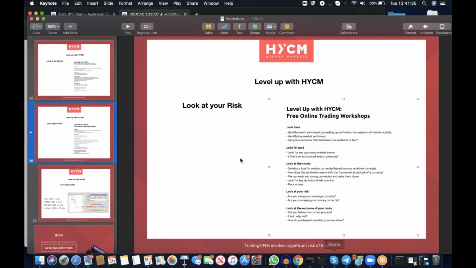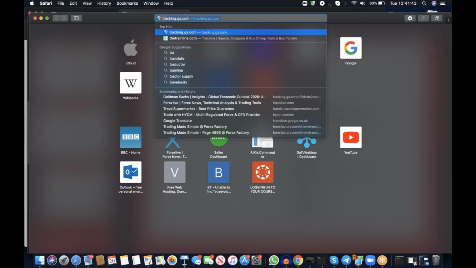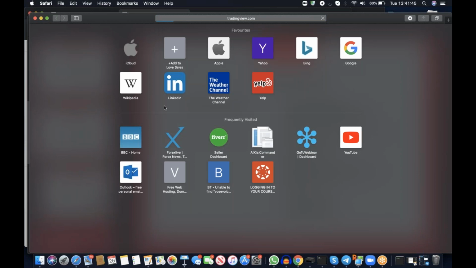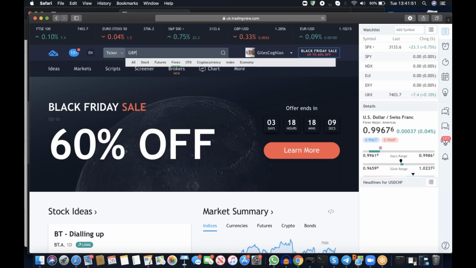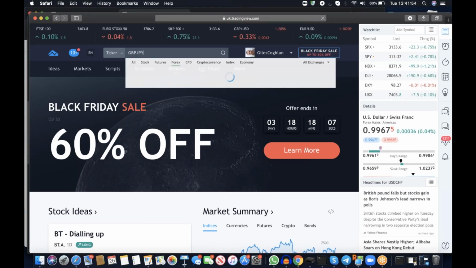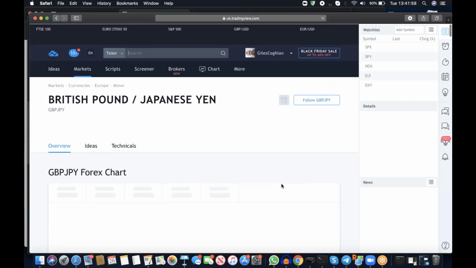Oh, sorry guys, I've got a freeze, I've got too many tabs open, so let's see if I can use a different browser. So let's look at pound yen. So let's get the chart.